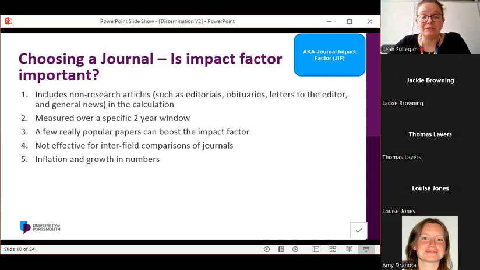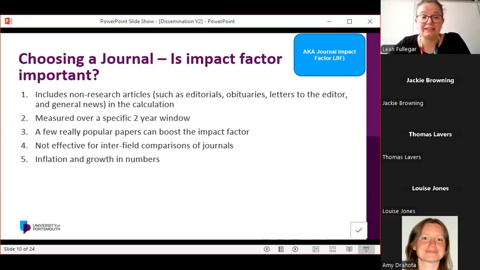When the calculation for impact factor is completed, it includes non-research articles as well as research articles, so editorials and things like that. And at a glance, this may not seem like a massive issue, but a large amount of these has been shown to boost impact factor considerably. And if the citations that are going into this calculation come from non-research items, then it may mean that a high impact factor does not really reflect good quality original research.